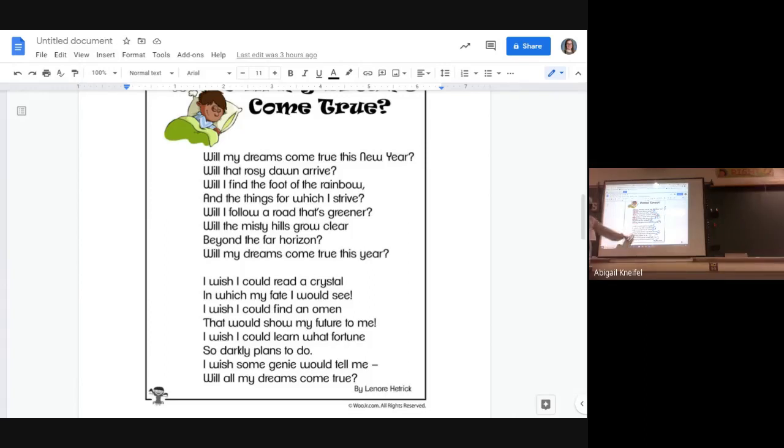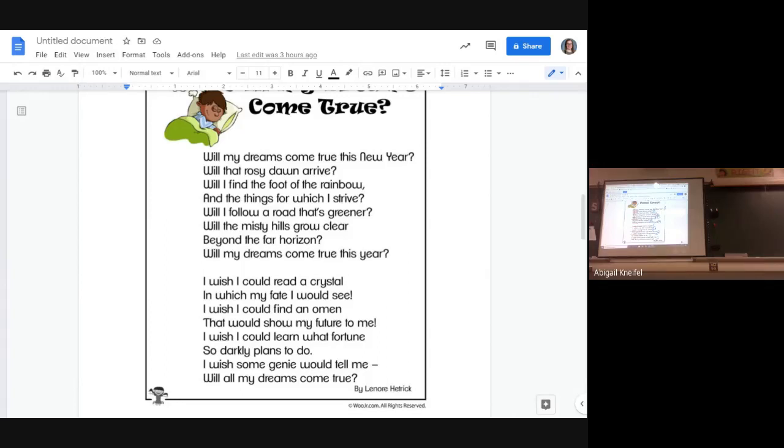Are there any repetitions in this one? The answer is yes, but it's different than these repetitions. What repetition is in this one, Mr. Dylan? I wish. Yes, I wish. And it's actually I wish I could. I wish I could. I wish I could. And then this one is just I wish instead of I wish I could. But I wish, I wish, I wish. Those are repetitions. It is repetitive.